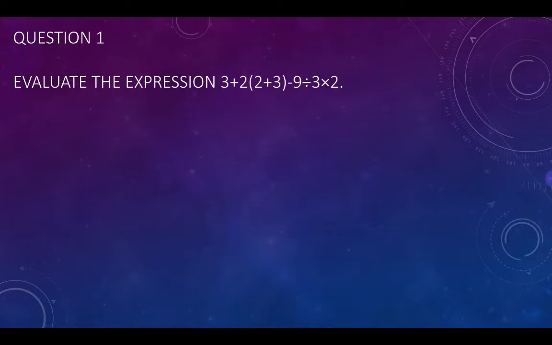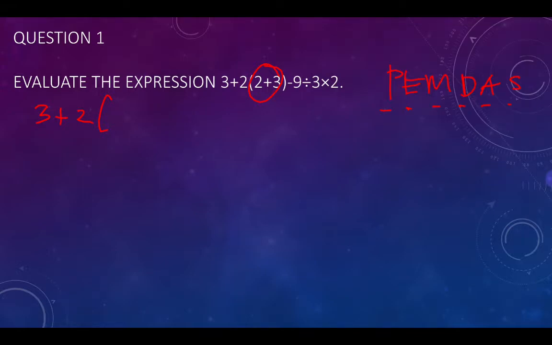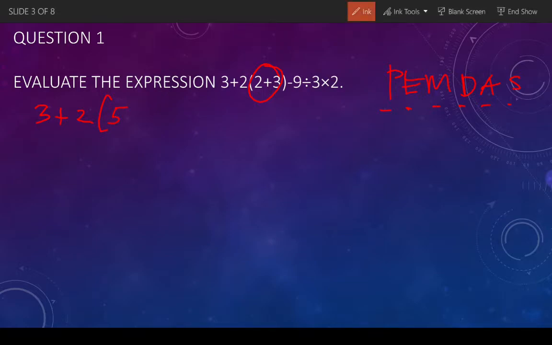So, let us start. This is what we call order of operations. So, may tinatawag tayong PEMDAS. So, we have parenthesis, exponent, multiplication, division, addition, and subtraction. So, ang unahin natin dito, the parenthesis. So, you have 3 plus 2 times, sorry, not 6, 5. Minus 9 divided by 3 times 2.